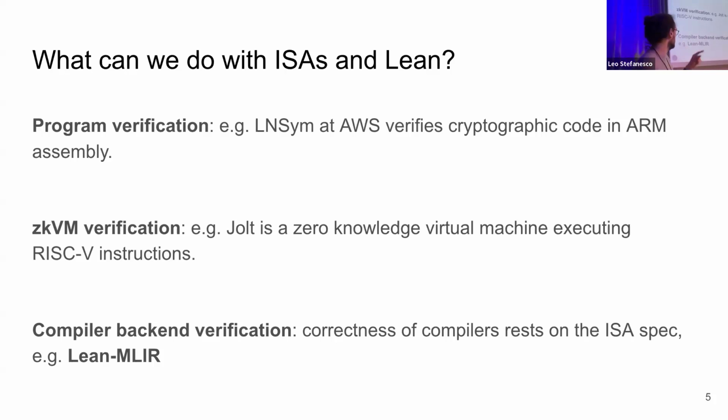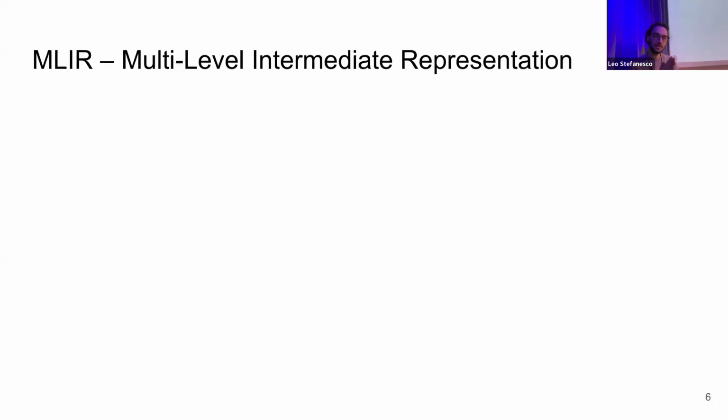And so in our group, we have this Lean-MLIR project, which, as the name implies, is a formalization of something called MLIR. So we'll explain what it is. It stands for multi-level intermediate representation. And to explain what it means, I will contrast it with standard intermediate representations.